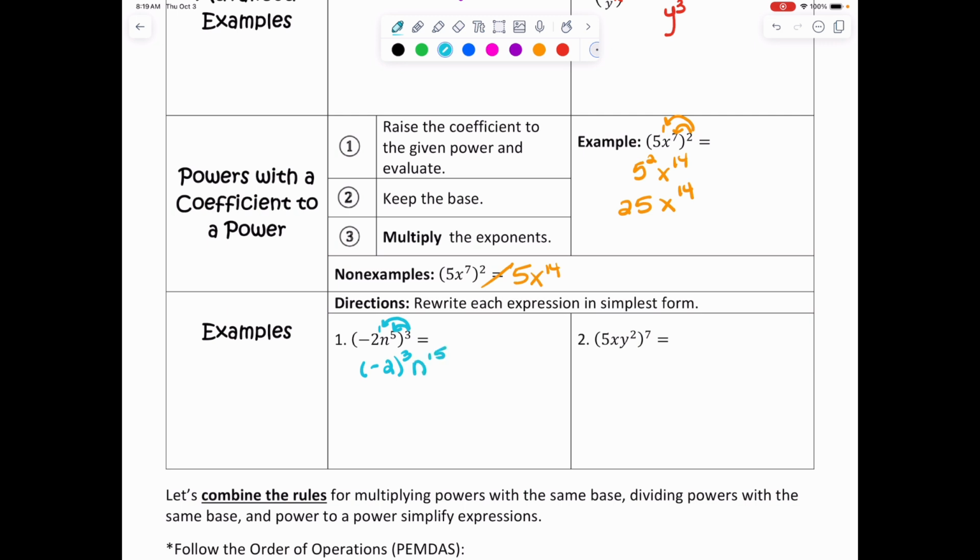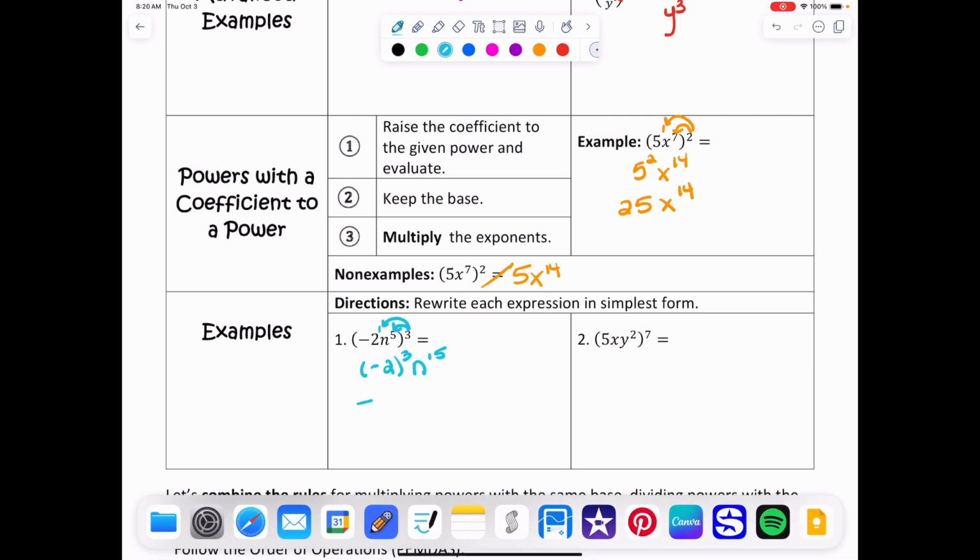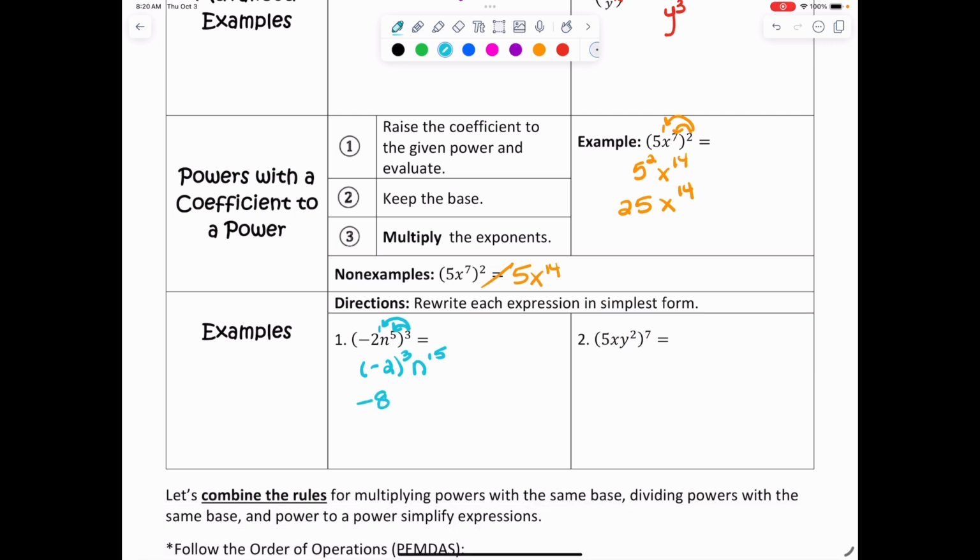Make sure that -2 still stays in parentheses because it is a negative number that we're raising to the third power. Without it, we may get an incorrect answer in our calculator. So negative 2 to the third, type it in exactly as you see it, parentheses and all, should give you negative 8, and then n to the 15th. Let's look at our next one.